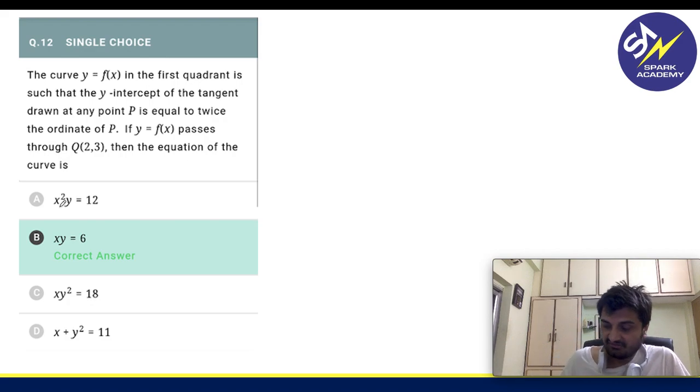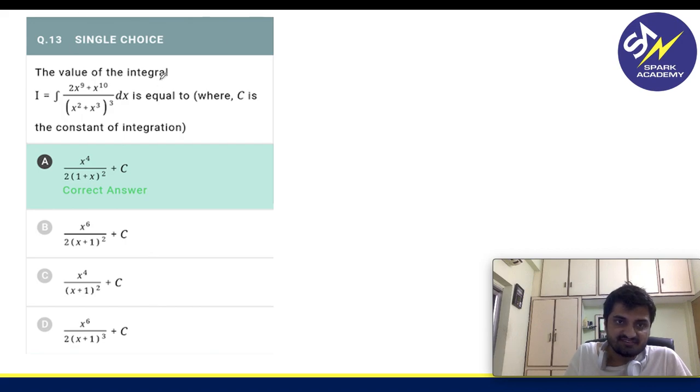Now 12th question. The curve y equals f of x is in the first quadrant such that the y-intercept of the tangent drawn at P is twice the ordinate of P. If y equals f of x passes through Q of 2, 3, then the equation of the curve. So I'll keep it as round 2.